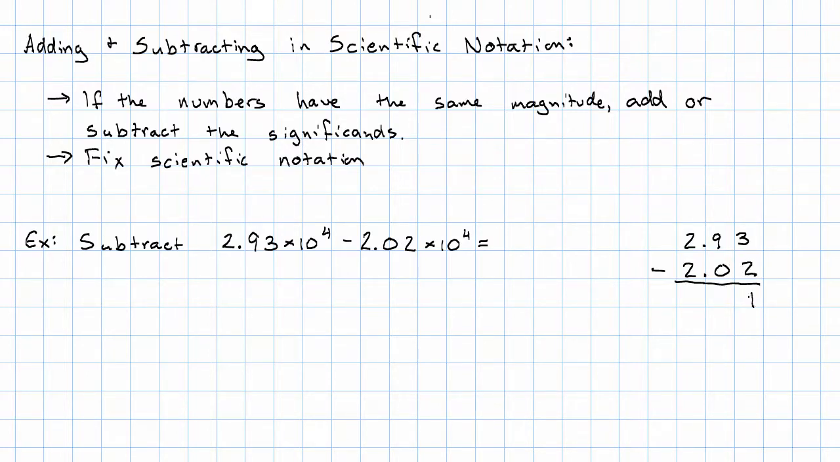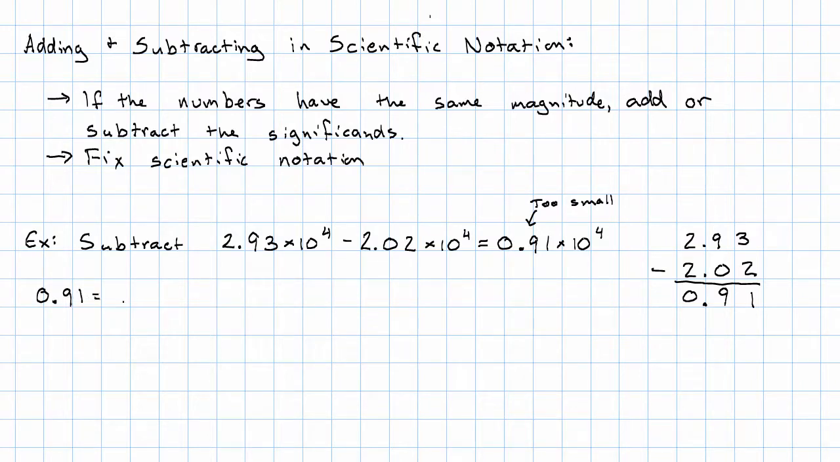3 minus 2 is 1. 9 minus 0 is 9. 2 minus 2 is 0. I get 0.91 times 10 to the 4th. But that's not correct scientific notation, right? This significand is too small, so I need to fix it.